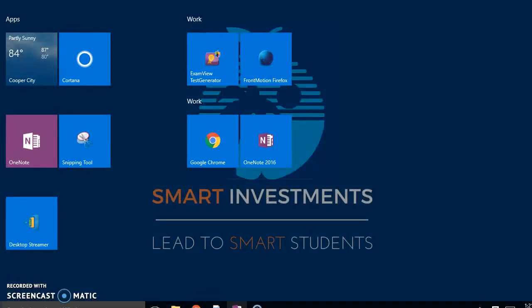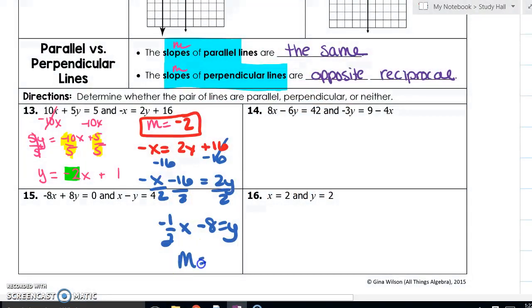So if the slope for this is m equals negative 1/2, and the slope of the other one is negative 2, they are reciprocal, but they're not opposite. They both have a negative sign. So they're not perpendicular, because perpendicular has opposite reciprocal, not just reciprocal. So for number 13, the answer is neither.